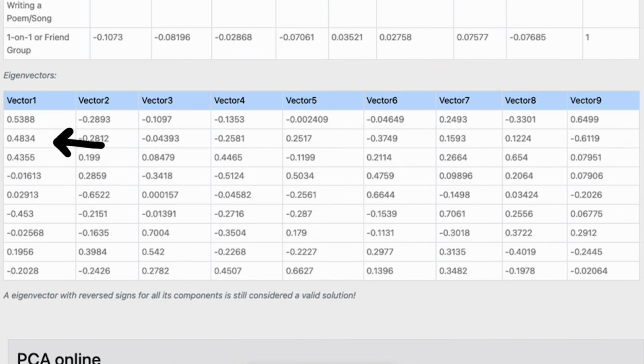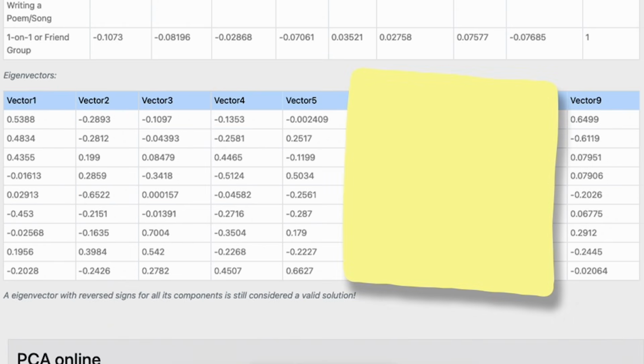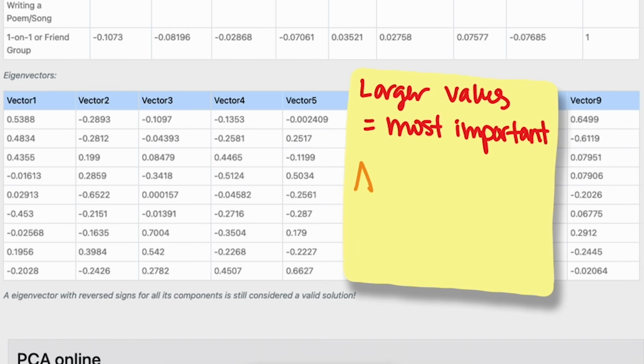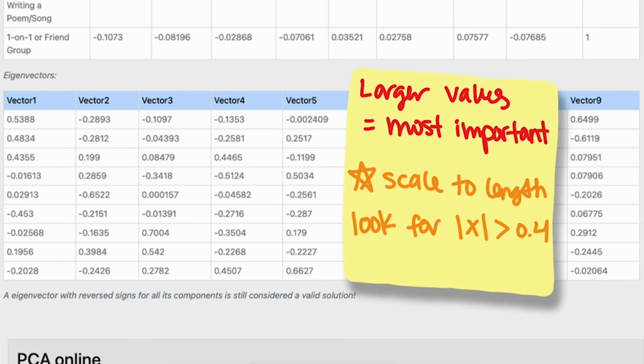For this analysis, the vectors with higher eigenvalues are more important dimensions than those with lower ones. We will just look at the first one today. The largest numbers tell us the variables that are most important for this vector. And one rule of thumb for analyzing these vectors is to scale them to a length of 1 and look at the variables that are 0.4 or larger in absolute value.